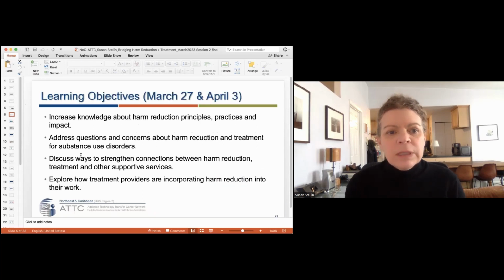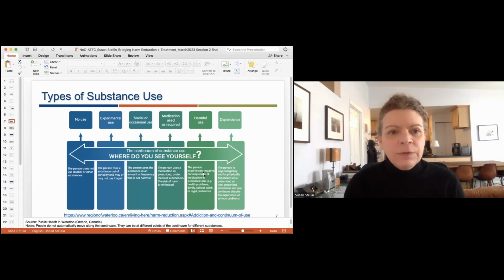So we'll be focusing on the last two objectives here today: ways to strengthen connections between harm reduction as an approach, treatment, and other supportive services, and explore how treatment providers are incorporating harm reduction into their work. So one of the things I wanted to start with is I looked for a few graphics.